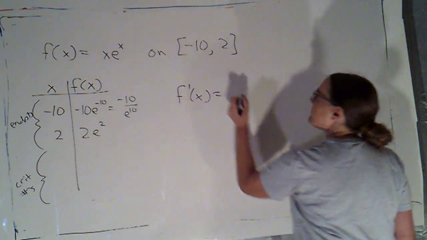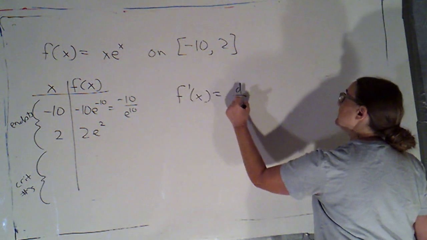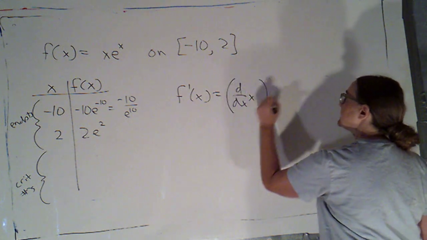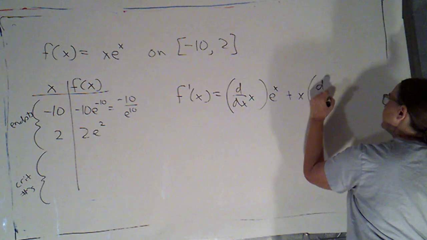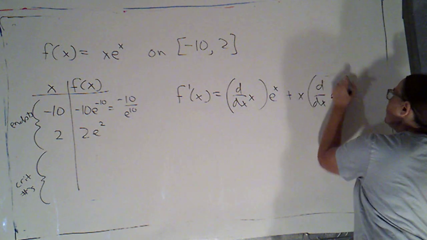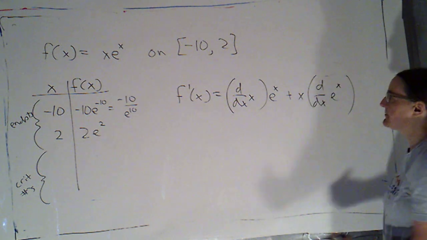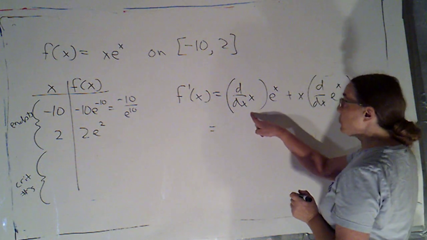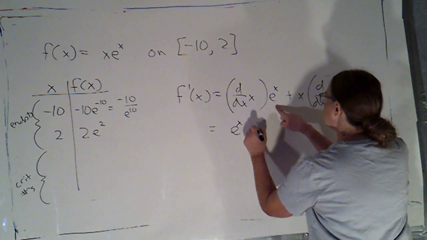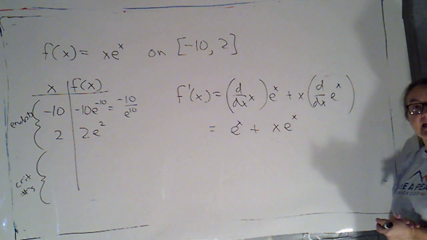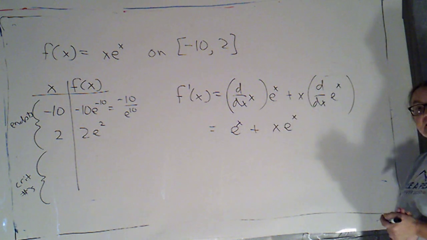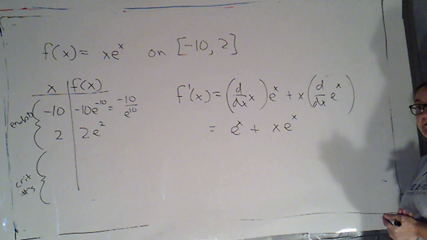So f prime of x, looks like we're using product rule. So it's the derivative of x times e to the x plus x times the derivative of e to the x. Derivative of x is just 1 times e to the x plus x times the derivative of e to the x, which is e to the x. I want to know where this thing is either 0 or undefined.